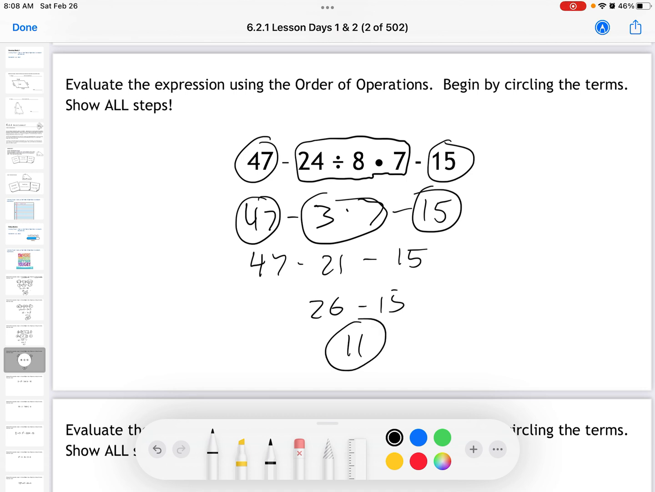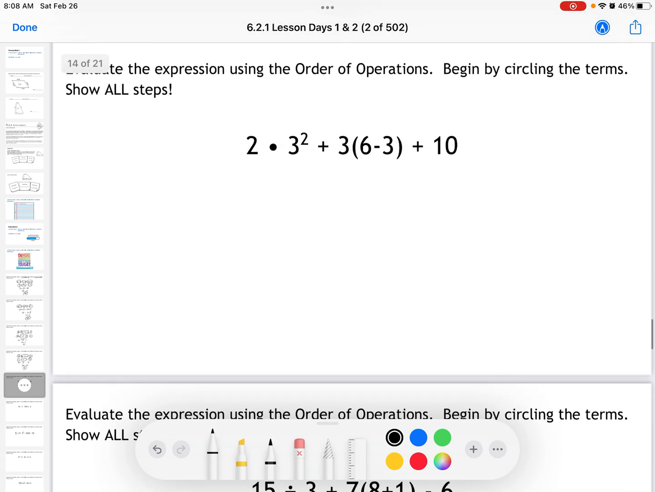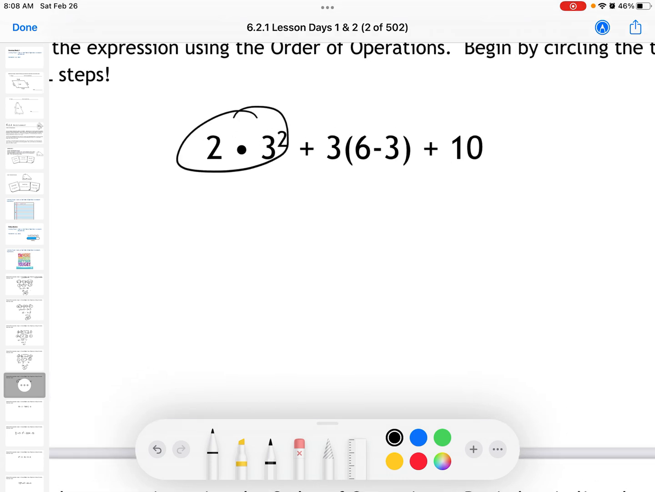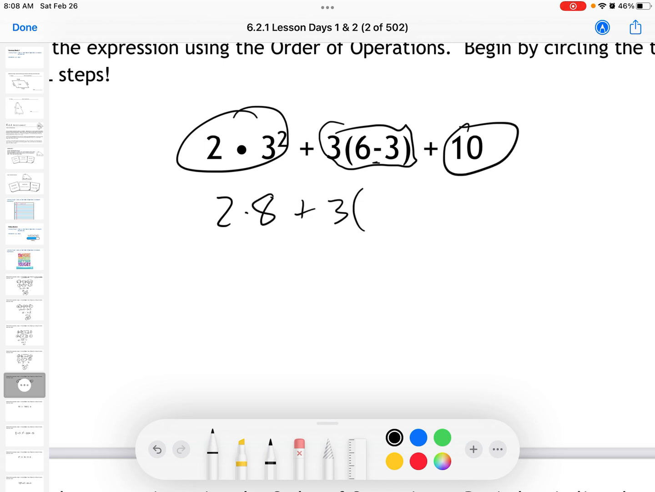Okay, again, I'm going really fast, but you can pause and slow me down. Separate everything by addition and subtraction. We have our term right here. We cannot do the subtraction here because it is grouped with parentheses. There we go. 2 times 8. We always do exponents first. 3 times parentheses first. 3 plus 10.